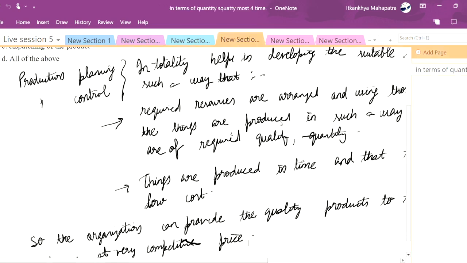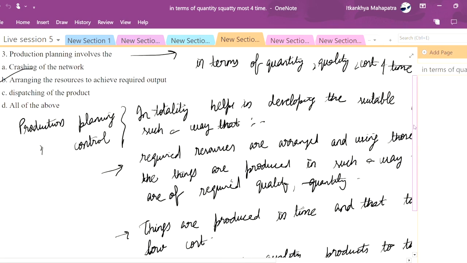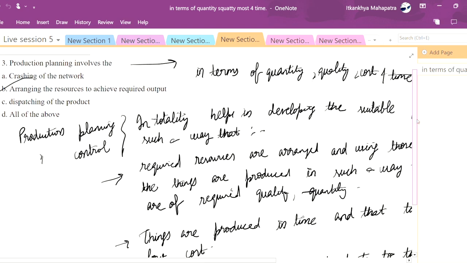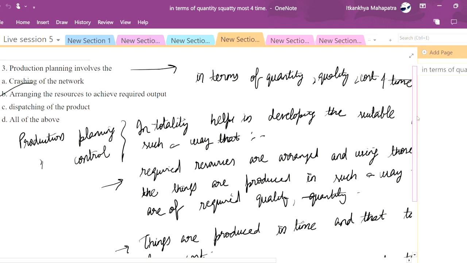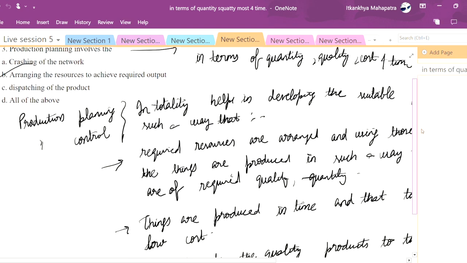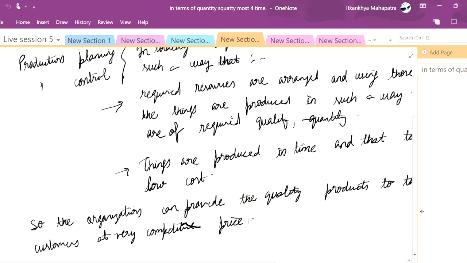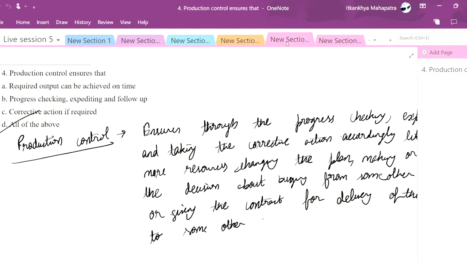Next, we discussed elaborately production planning and control. What is production planning? What is control? For production planning and control, the major aim is to provide the organization quality products to the customers at a very competitive price, with the proper standards. That is the major aim of production planning control.